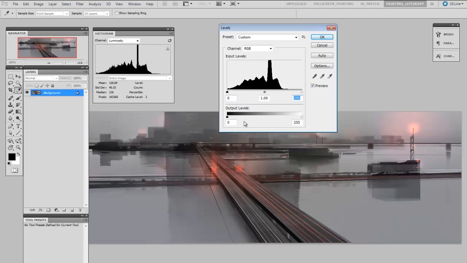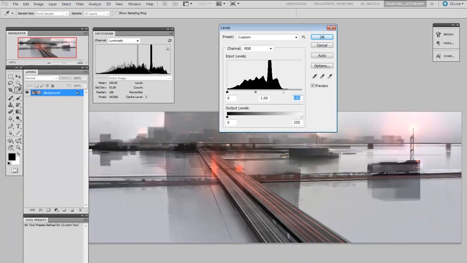So the levels is actually a way to alter the value structure inside of your painting. The histogram is just like an indicator. It's always going to be telling you what you're currently looking at. So here, if I wanted to increase the contrast, I could use levels to do that. Here, I could move this right point in closer towards the image.